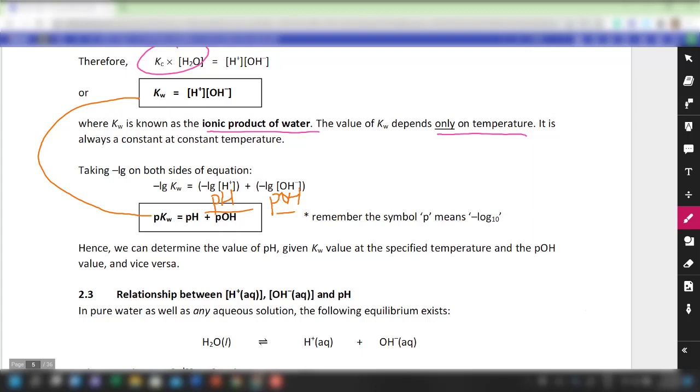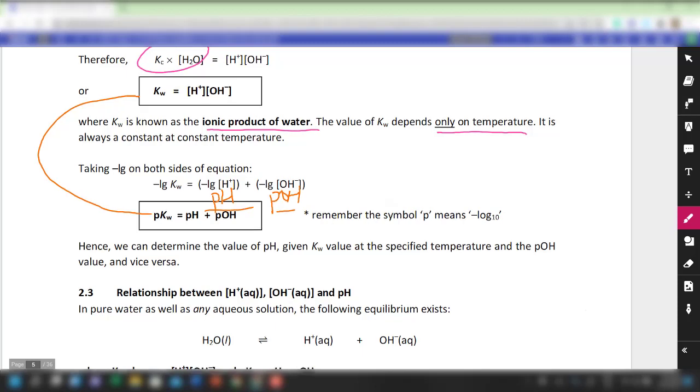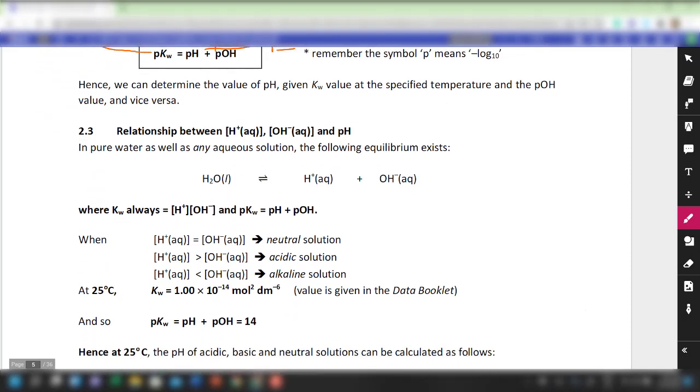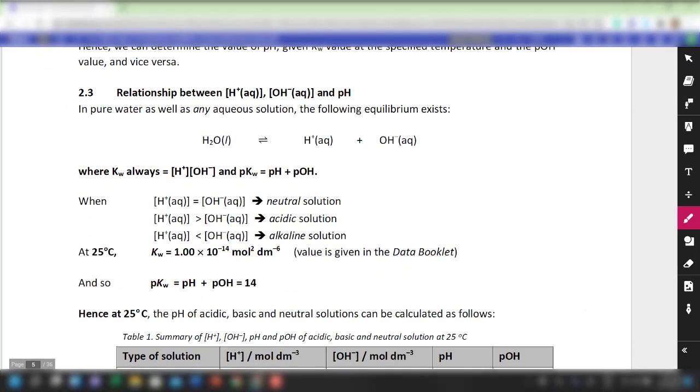Okay, I know this is straightforward, but sometimes when it comes to exams, under exam pressure, or when you're doing your tutorials, you might forget. So these are something which you need to take note of as well. Okay, then moving on to 2.3, relationship between H plus, OH minus, and pH.